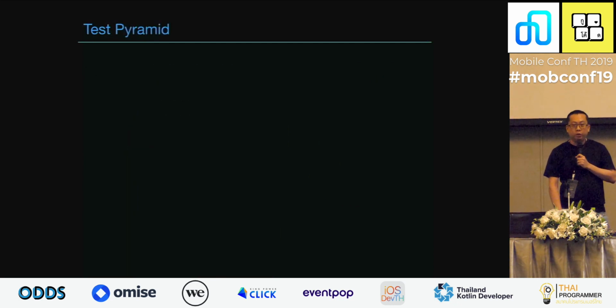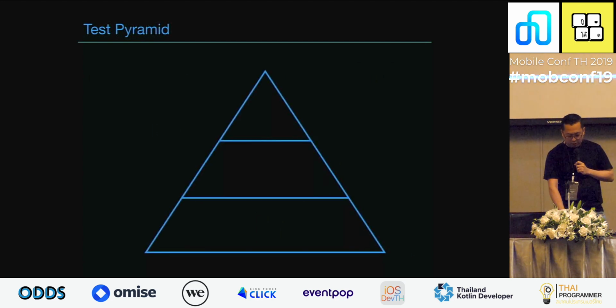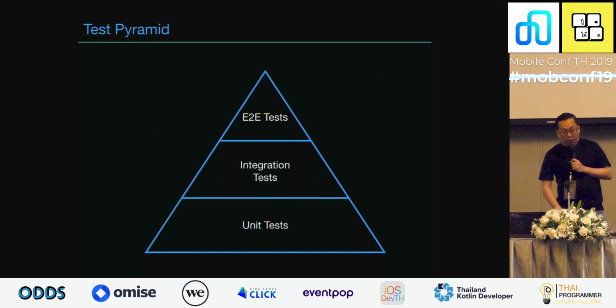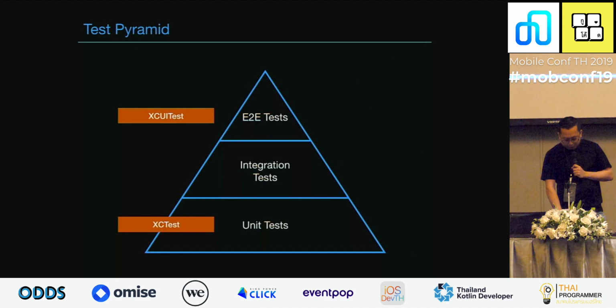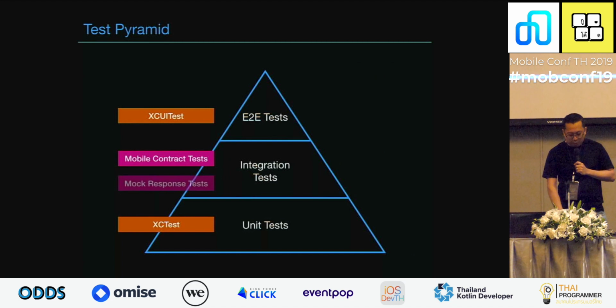Now let's look at iOS testing using the test pyramid. At the top of the pyramid, we have end-to-end test. At the middle layer, integration test. And at the bottom, we have unit test. For most iOS development setups, engineers will use XCTest for unit test, and XCUITest or even Appium test for the end-to-end test. But we know writing end-to-end tests won't be able to provide us with good test coverage. And here I like to recommend two categories of integration test: the mobile contract test and the mock response test.